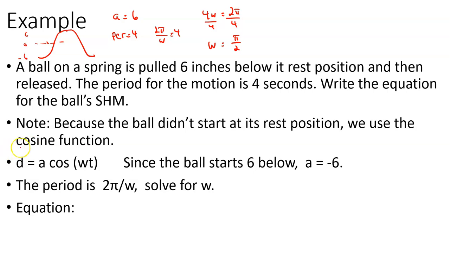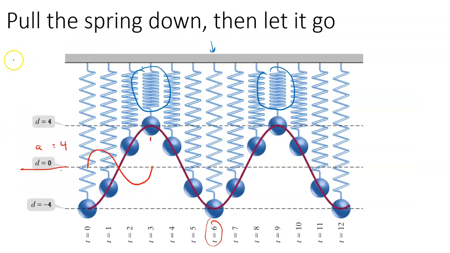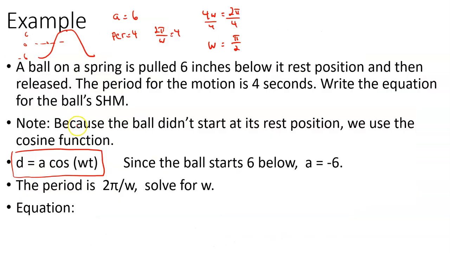All right, so we said we're going to use cosine because the ball didn't start at its rest position, so this is our function. How do we get that thing to start down, right? The picture we have here, normally cosine goes like this. But that's not what this graph did. This graph started on the bottom, came up and down again. Well, that's because we hit it with a negative and it flipped it over the axis.